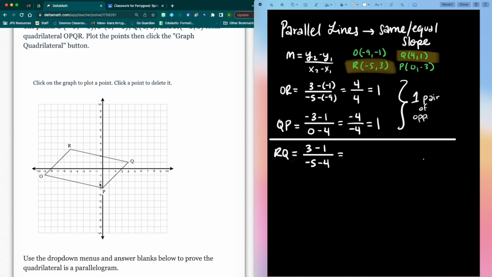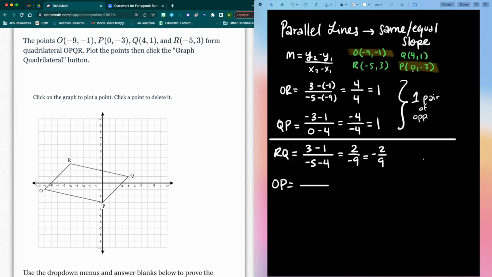So 3 minus 1 is going to give me a positive 2, right? But negative 5 minus 4 is going to give me a negative 9. So my slope here is going to be negative 2/9. All right, now I'm going to look at my slope for OP. All right, slope of OP, now I need to look at O and P, points O and P, right? So I'm going to come off to the top.